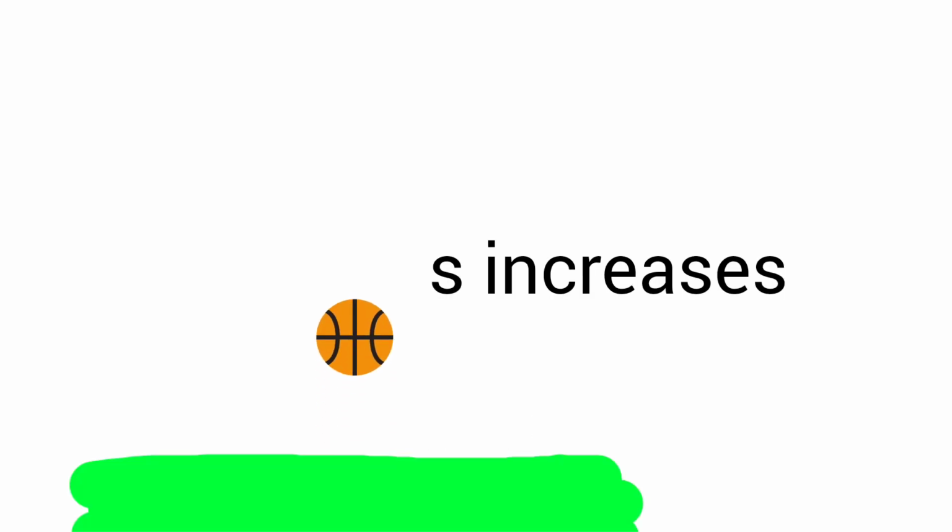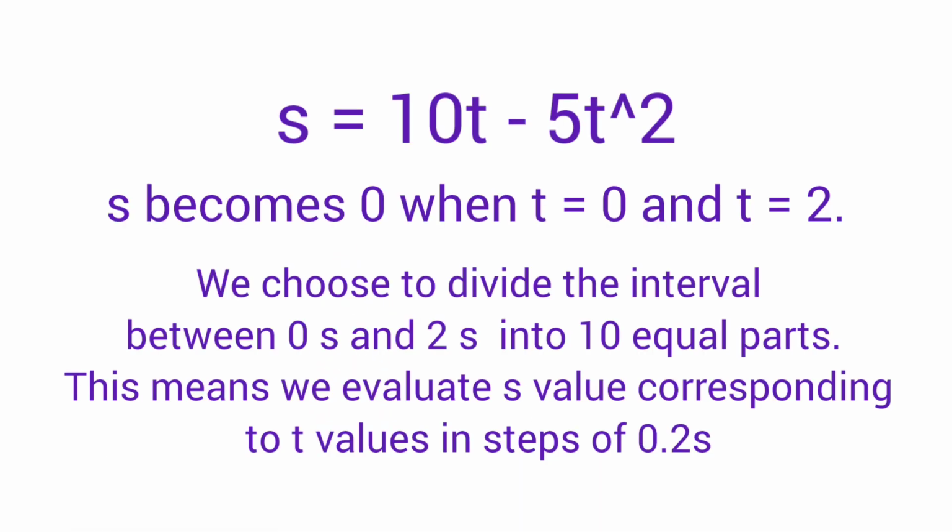We know that when a ball is thrown up, after some time it comes down to the point from which it was thrown. In other words, the displacement is becoming 0. In the equation we have, s becomes 0 when t equals 0 and t equals 2. To draw the graph, we divide the interval into 10 equal parts, each of duration 0.2 seconds.